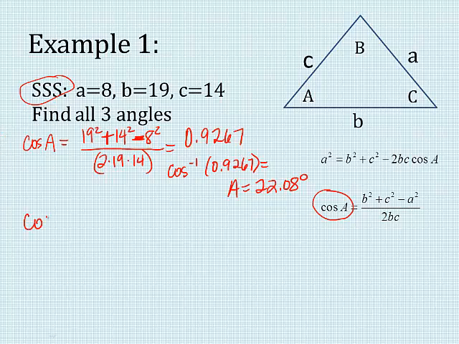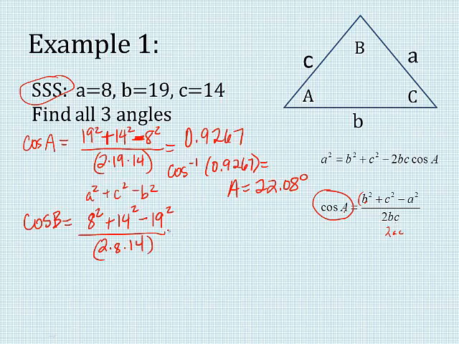Angle B, cosine of B. Let's do the same thing. I'm just going to use B instead of A, and where the B is here, I'm going to switch to A. So it's going to be a squared plus c squared minus b squared. The denominator, instead of being 2bc, is going to be 2ac now, 2 times a times c. Again, type all that good stuff in the calculator, and you get negative 0.4509.